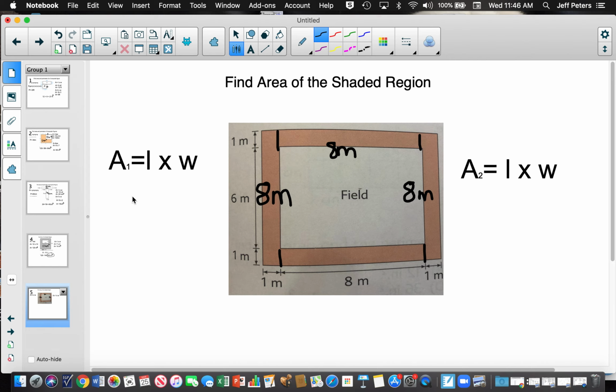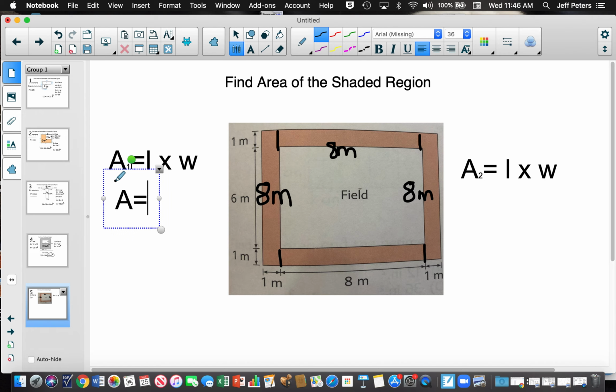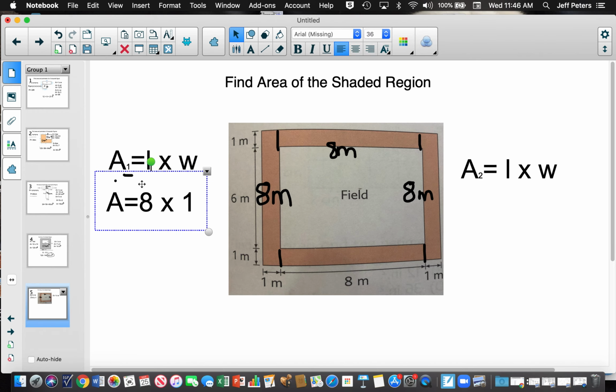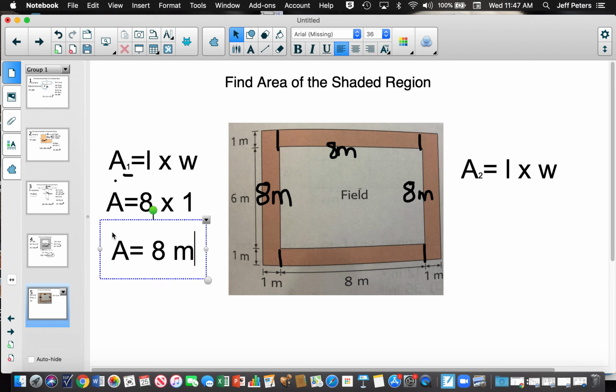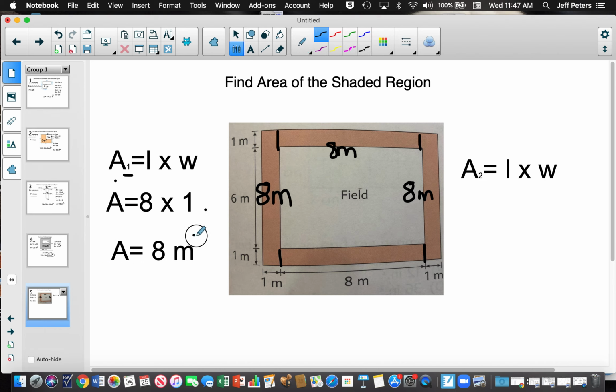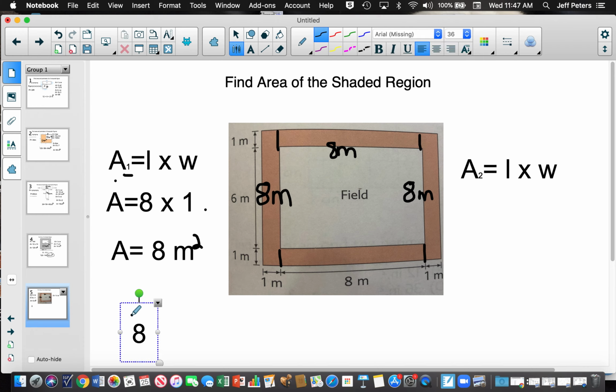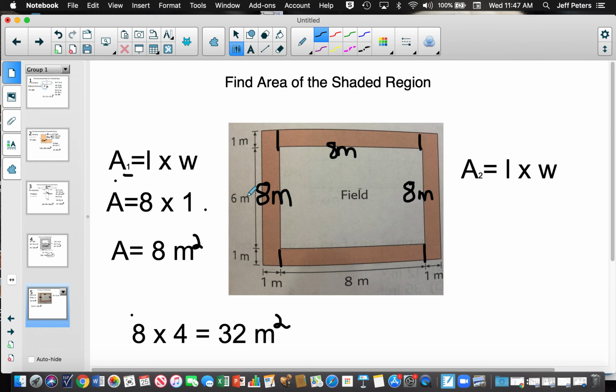Now we can fill in our formulas. We have area equals 8 times 1. Boys and girls, I'm hoping you can see that, how many times have we done our 8 times 1? We've done it once, twice, 3 times, 4 times, right? So we know the area of each of these is 8 meters squared. So we can multiply 8 times 4 equals 32, and that's going to give us 32 meters squared.